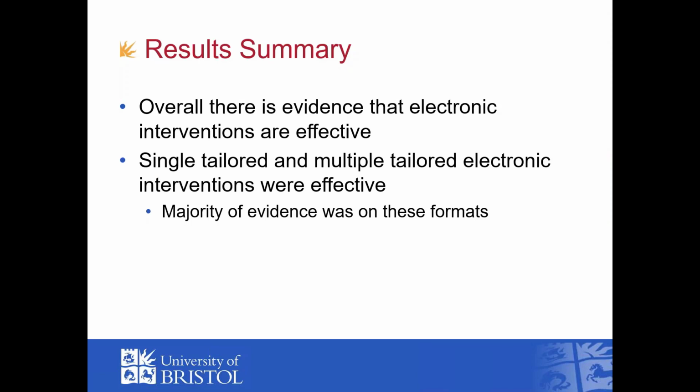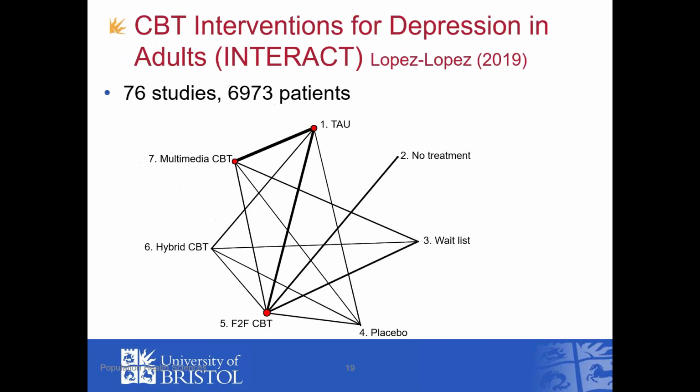Though to note that the majority of the evidence was on those tailored formats, so it's possible that the other types, the non-tailored intervention types, may have been effective, but we simply didn't have enough evidence to have enough precision for those effects. So we can't conclude they're not necessarily effective, but that's not where the evidence was. It highlights that all of these models are really dependent on the availability of the data that we've got.